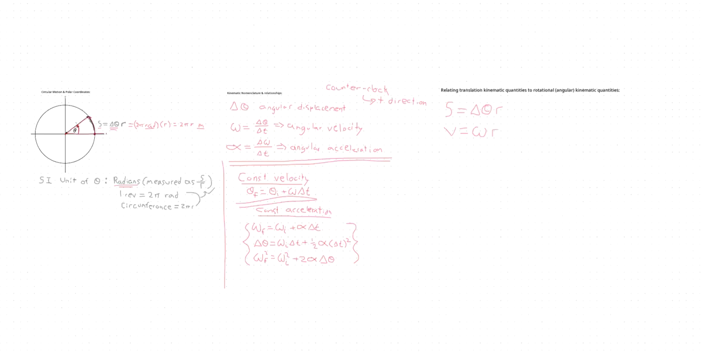Similarly, if you have the rotational quantity of angular acceleration, you multiply that by the size of the radius of the circle that you are making with your circular trajectory, then what do you get? You get the magnitude of your tangential acceleration around the circle. So that's nice.